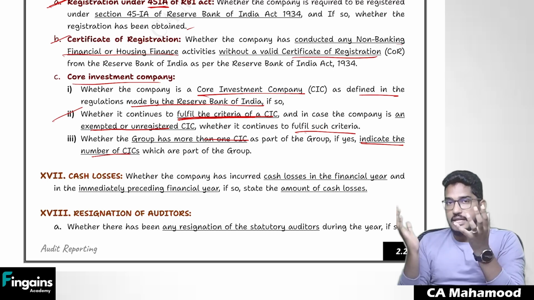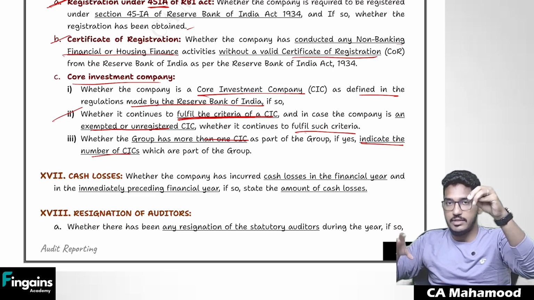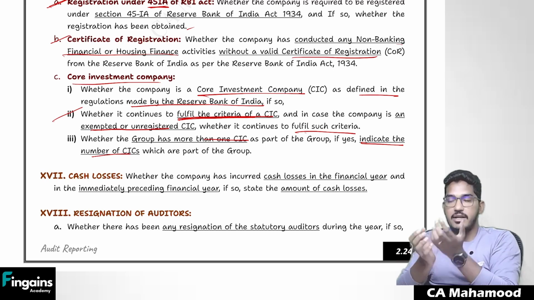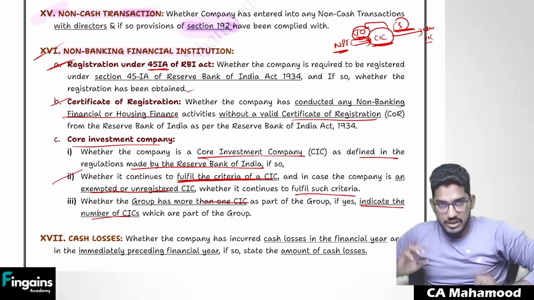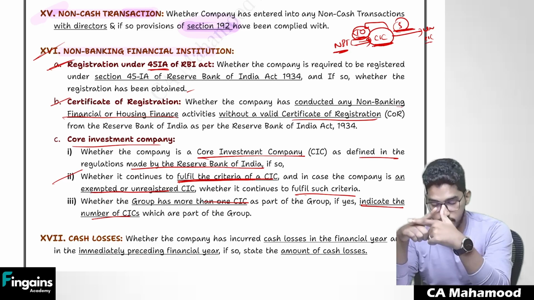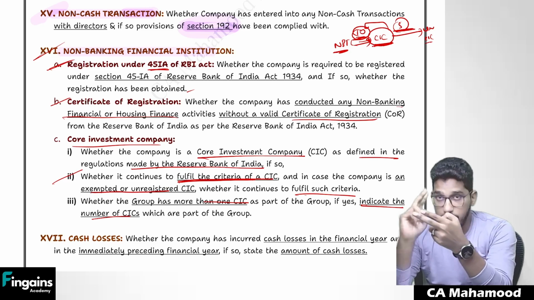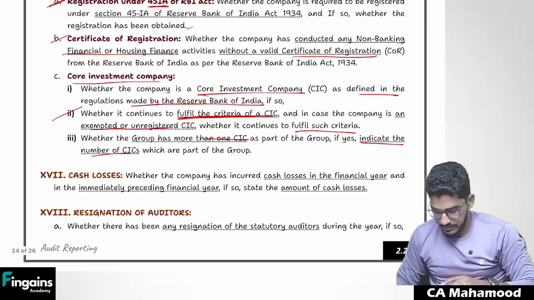If there is more than one CIC, for example, the holding company is also a CIC, the subsidiary is also a CIC, the associate is also a CIC. As part of the group, 3 CICs are there, indicate that number. Understood? So this is regarding point number 16. So 3 simple things. First one is regarding registration under 45-IA of the Reserve Bank of India Act. Number 2, obtaining a valid certificate of registration. Number 3 is regarding CIC. Next.